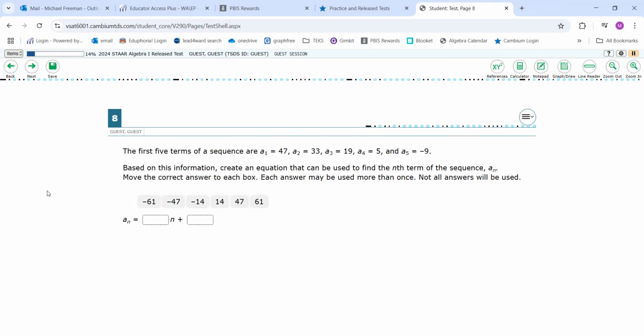If I'm looking at my values, it's going from 47 to 33 to 19 to 5 to negative 9. So every time I'm subtracting 14. Since that's what repeats, that's where our x goes, or in this case, n.